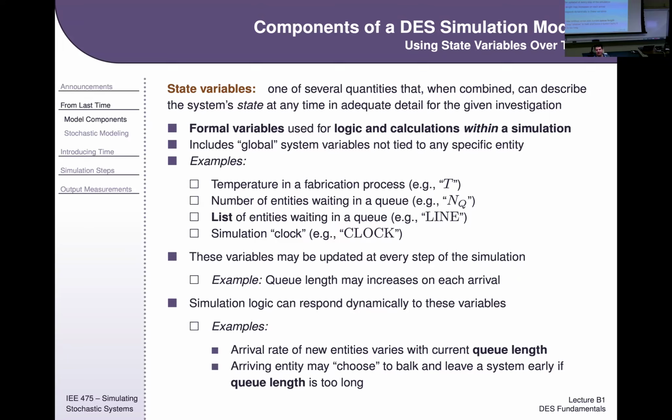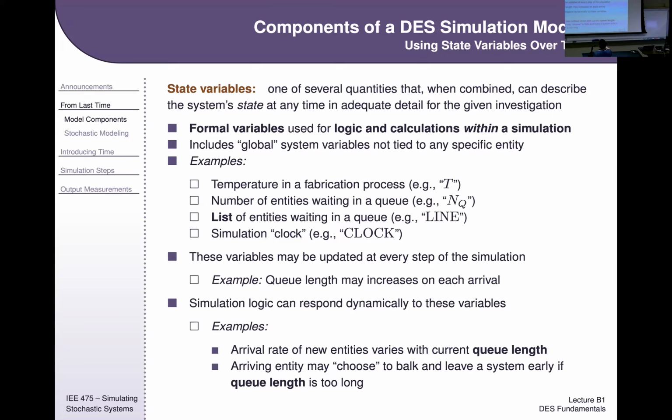There are lists that are state variables. So what is the current list of entities that are standing in line right now? That's an important state variable. There's also the number of entities waiting in the queue. Instead of keeping track of the whole list, we might just keep track of how many entities are currently in the queue. We might need both, and so on and so forth.